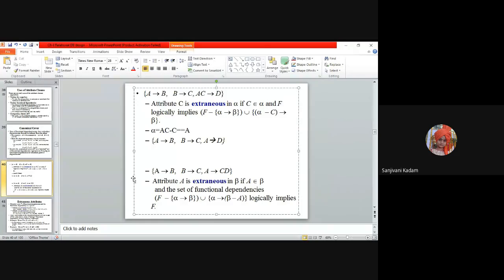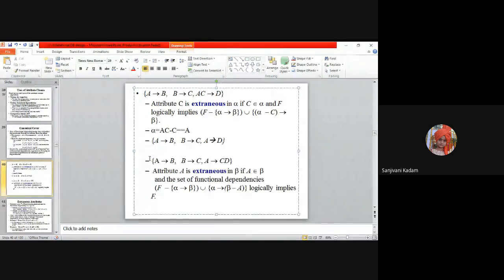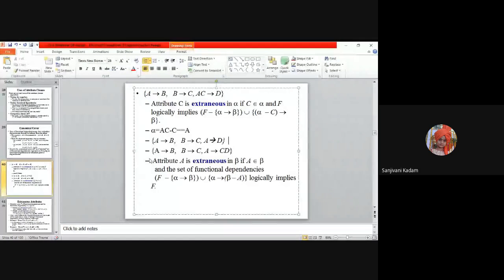Okay. So let us go for whatever example we have seen. That was regarding finding the extraneous attribute on the left hand side. Now let us go for the example which will check for the extraneous attribute on the right hand side. So the same example is there. After removal of that, if it gives the same set exactly, then we can say that this is the extraneous attribute on the right hand side.